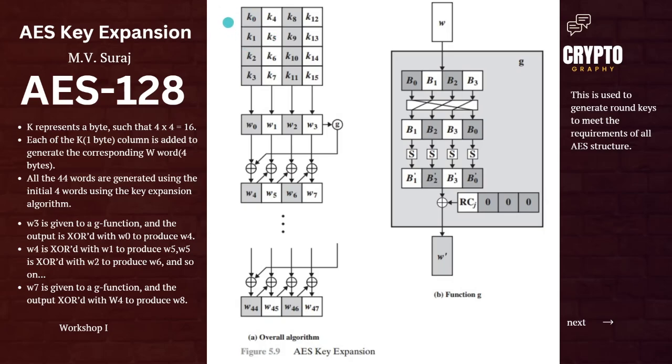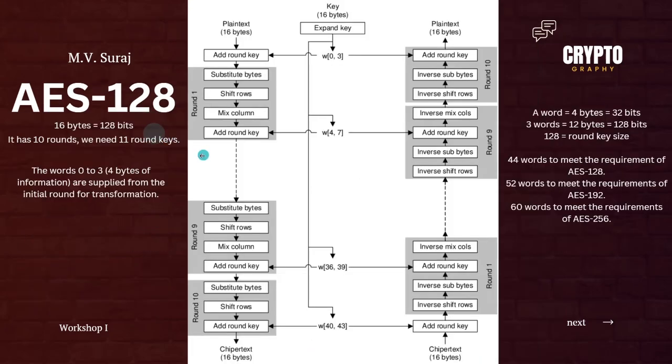So what you do is take each column of this matrix, and it will give you a word, because 4 bytes combined generate a word. If I combine K0, K1, K2 and K3, I will get W0. Likewise for this column and this column. If we do all of that, we get W0, W1, W2 and W3. Now there you go, we are ready to use this key for the initial transformation.